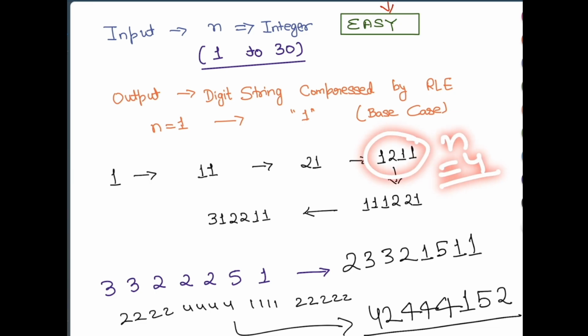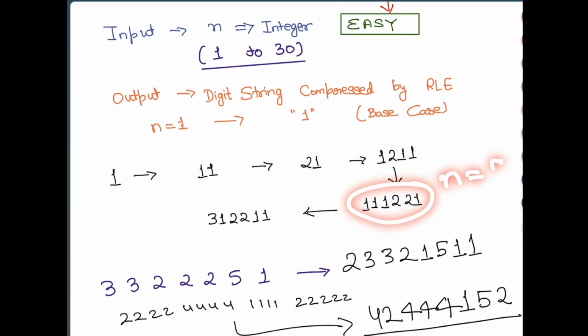Okay. Now what about n equal to 5? So I can take this previous result and I can say, okay, I have one number of 1s. So 1 1. Okay. What about 2? I have one number of 2s. So 1 1 and then 1 2. And what about this 1 1? Since this is identical, all the characters are 1 and they are consecutive, I can form a group, right? And I can say I have got two number of 1s. So this string can be encoded as 1 1, 1 2 and 2 1. This is the output when n is equal to 5.